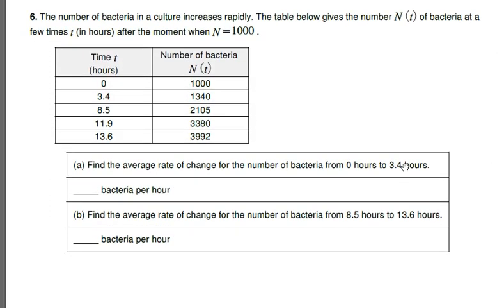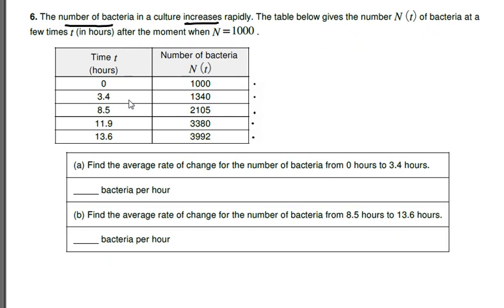All right, another type of situation where you might be asked to find the average rate of change might be when you have a table here. So this problem says the number of bacteria in a culture increases rapidly. The table below gives the number n of t of bacteria at a few times t in hours after the moment when n equals 1,000. Okay, so this seems kind of reasonable.